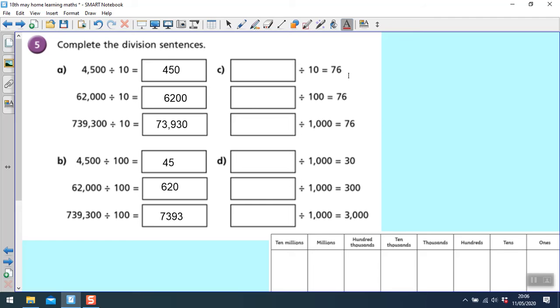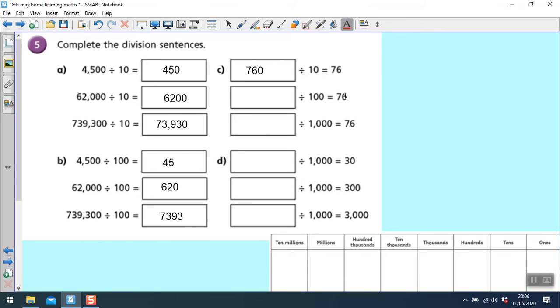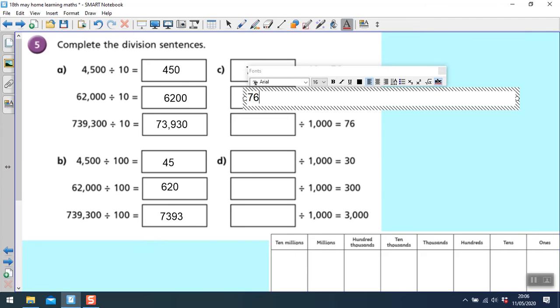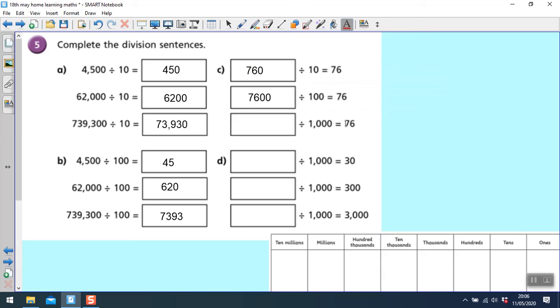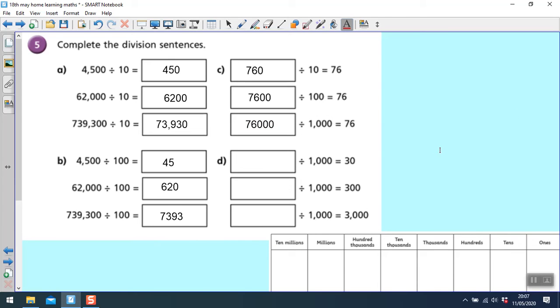Something divided by 10 is 76. We've got to do the inverse. We're going to times it by 10. So 7 tens multiplied by 10 is going to be 760. 76 multiplied by 100, moving it 2 places to the left, 7,600. 76 moving 3 places to the left to multiply by 1,000 is 76,000.